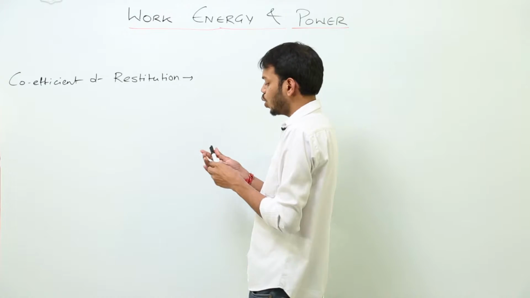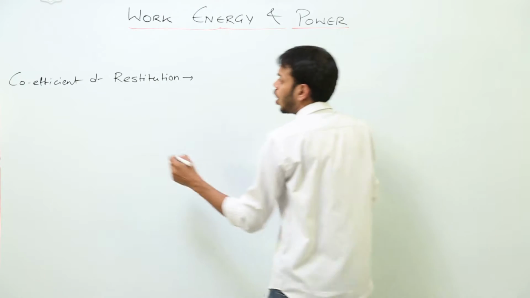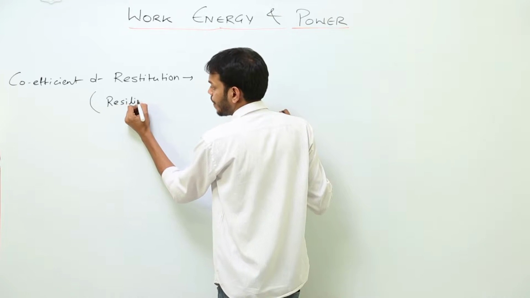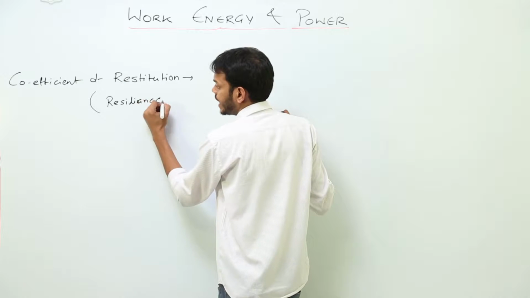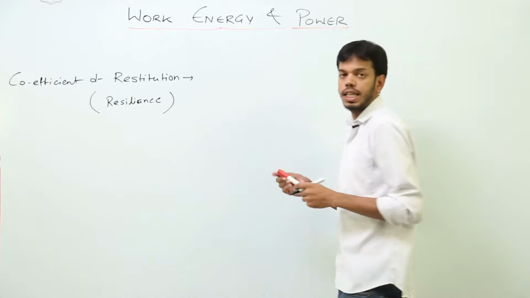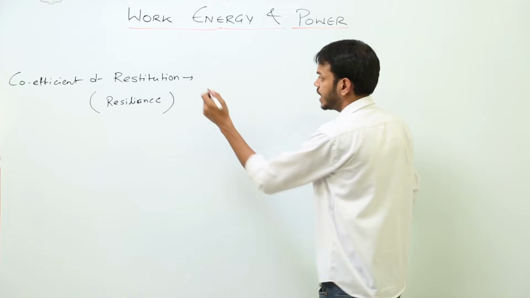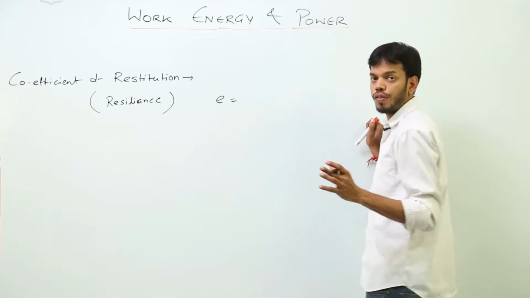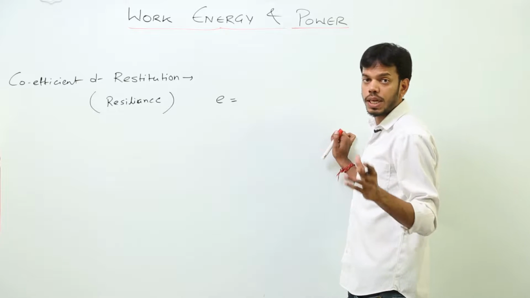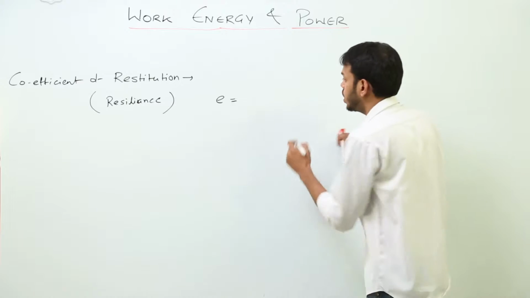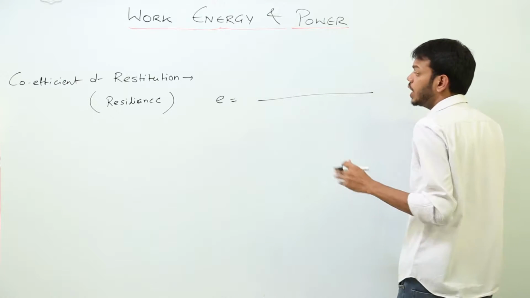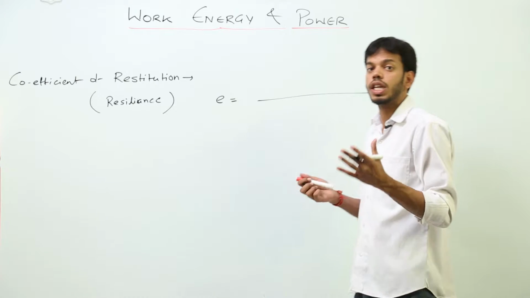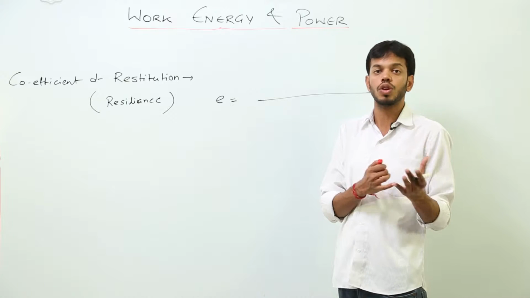This is called coefficient of restitution or coefficient of resilience. It is denoted by E, and it is defined as the ratio of relative velocity of separation after the collision to the relative velocity of approach before the collision.